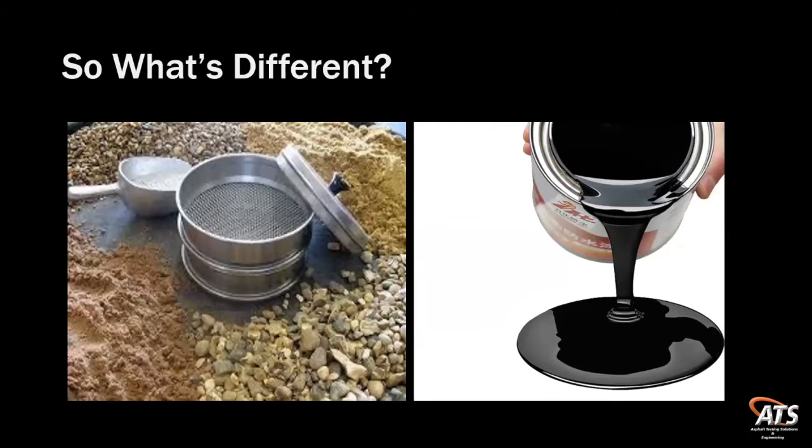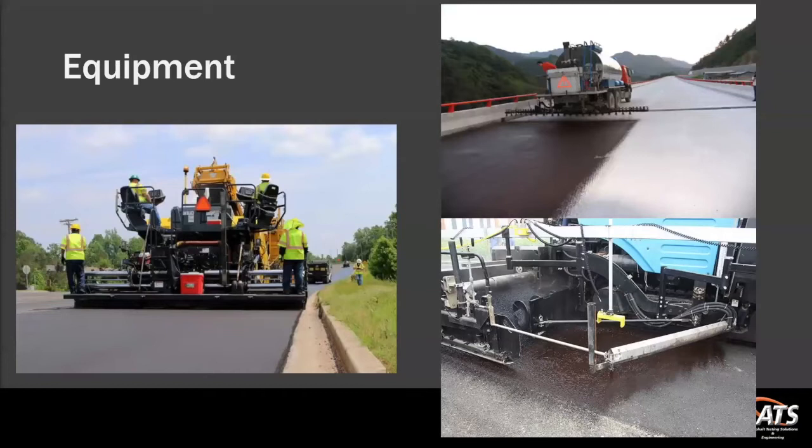So overall, pavement preservation compared to hot mix asphalt, what is really different? I mean, you still got aggregates, you still got asphalt. Back and forth, they're both the same material-wise. Right? So at the end of the day, we're dealing with the same thing. The equipment is relatively the same.